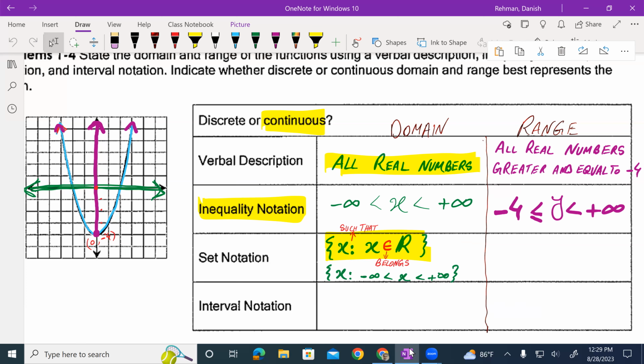Now, range. How will I mention the range in the set builder notation? Let's make our life easier. Same thing that I mentioned over there, I will bring over here. y such that, again, when I say such that, I write the colon. y such that, and then I bring in the same thing that we have in the inequalities notation: negative 4 less than or equal to y less than or equal to positive infinity. That's how I will write it.